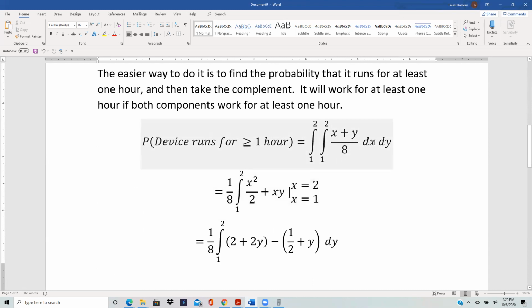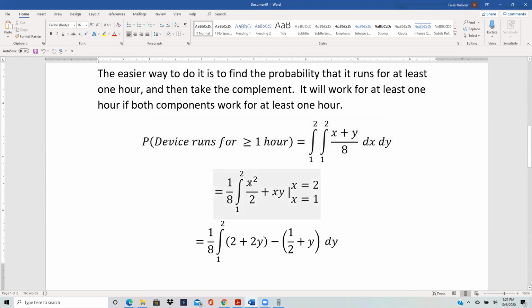And right now I did it with respect to x. So the limits will be from x equals 1 to x equals 2. These limits, 1 to 2. So the dx is the inner variable. So the inner limits correspond to x, and the outer variable is y. And so these outer limits correspond to y.